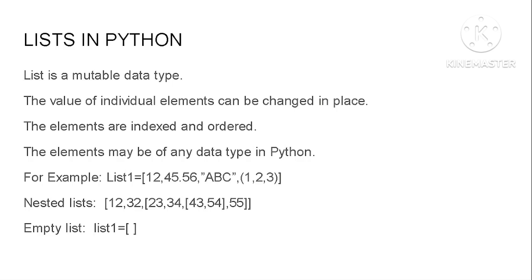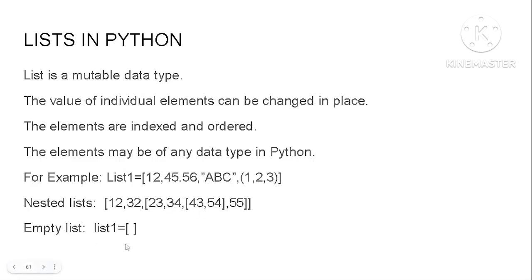The elements inside a list are indexed and ordered like strings. It has both positive index starting from 0 from left to right and reverse index from -1, same like strings. The elements may be of any data type inside a list. You can have integers, floating point numbers, strings, tuples, lists, nested lists, dictionaries, anything. So this is an example of a nested list, a list inside another list, a list inside that list.